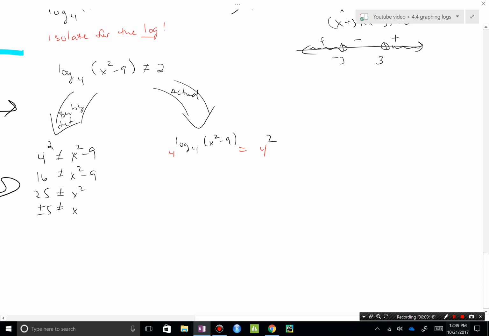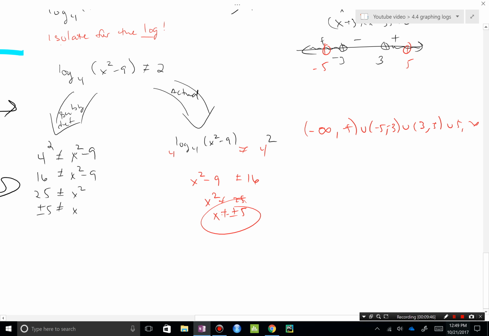The 4 and the log base 4 undo each other, leaving you x squared minus 9, which equals 16. And then you get x squared equals 25. And then x cannot equal blah, blah, blah, blah, plus or minus 5. And then these are still the 2 numbers we need to throw out. That means throw them out. So your answer is negative infinity to negative 5 soft union negative 5 to 3. Negative 3 soft union 3 to 5 soft union 5 to infinity.